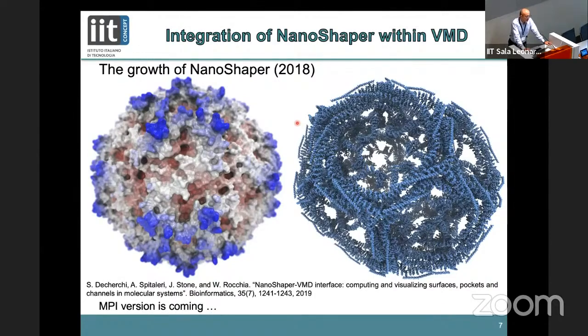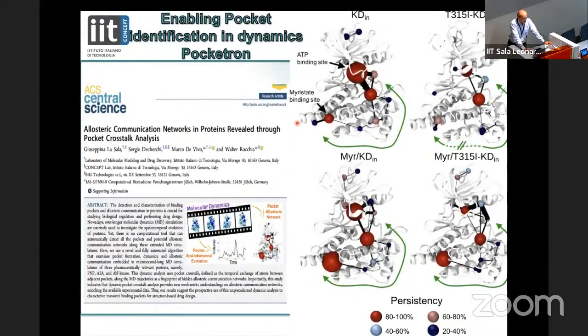Now NanoShaper is a bit old and can give some headache to compile on your system. So we are trying to renew it with the collaboration of Sergio De Kerchi, who is no longer in my group. He has his own team. I hope that soon there will be an MPI version coming, more modern and easier to use.